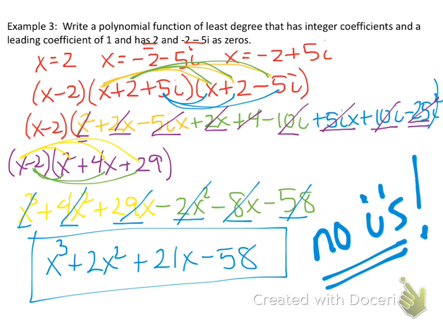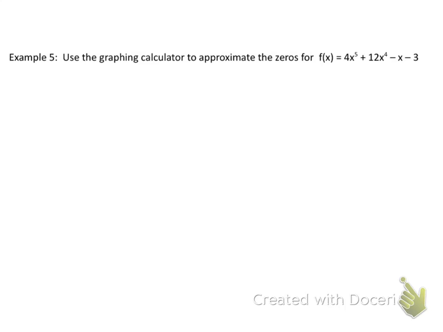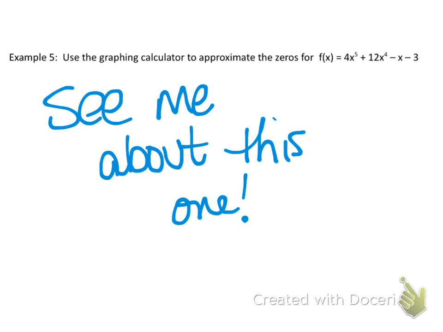No imaginary zeros. The very last example is using a graphing calculator. This is too difficult to explain without actually showing you with a graphing calculator in front of me, so please see me about this one.